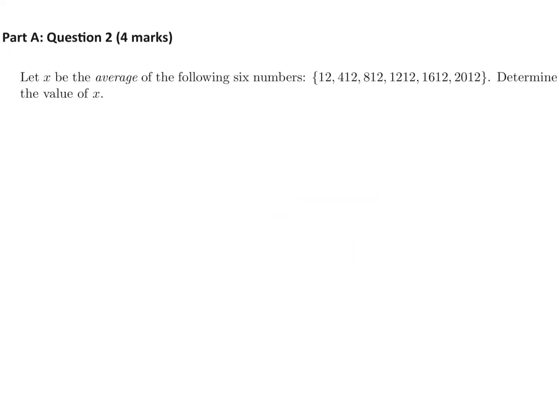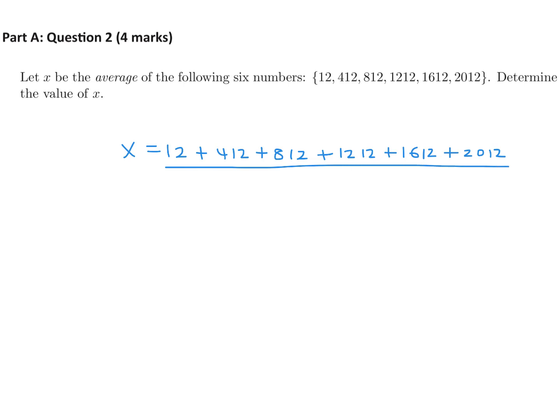Let x be the average of the following 6 numbers. Determine the value of x. Okay, well, we all know how to calculate averages. You add the numbers, and then you divide by how many numbers there are. So in this case, it's pretty straightforward. Add them up and divide by 6. And you can add them up manually if you'd like.